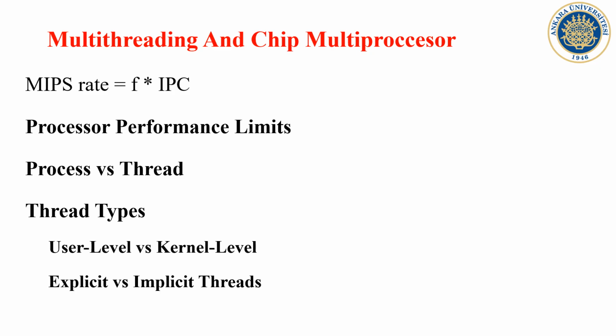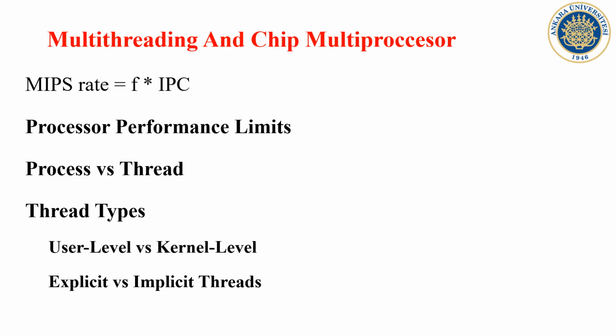Instead of executing more instructions from a single instruction stream, we divide the work into multiple threads and execute them in parallel. This approach is called multithreading. To understand multithreading, we first need to distinguish between a process and a thread.